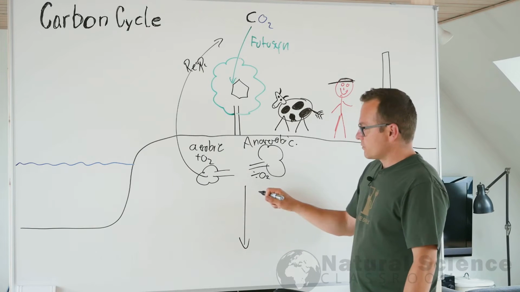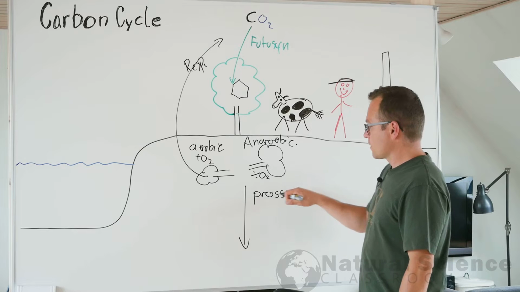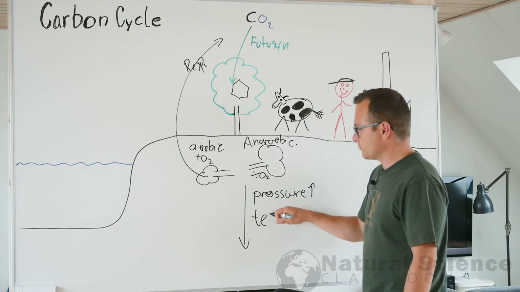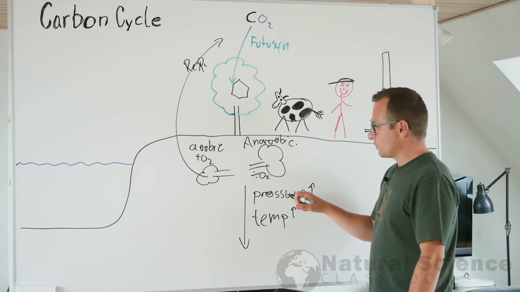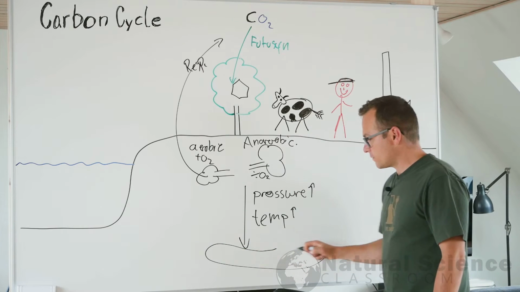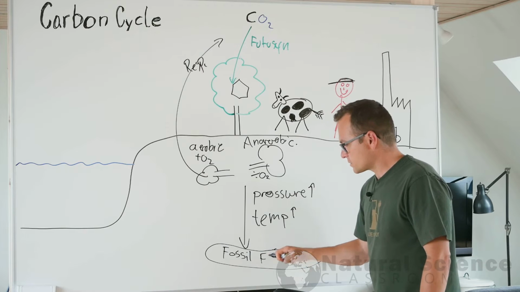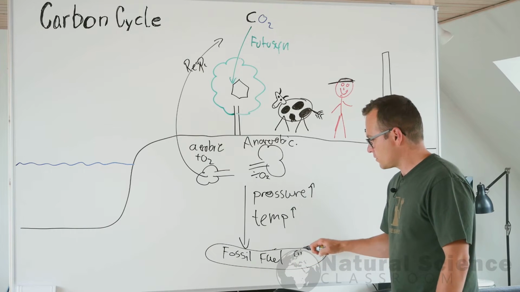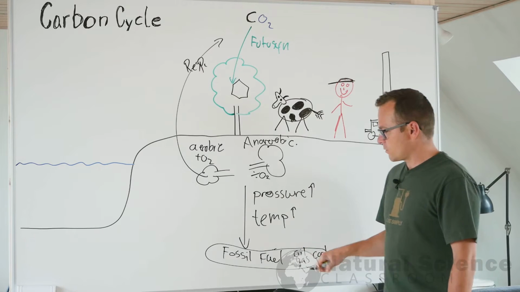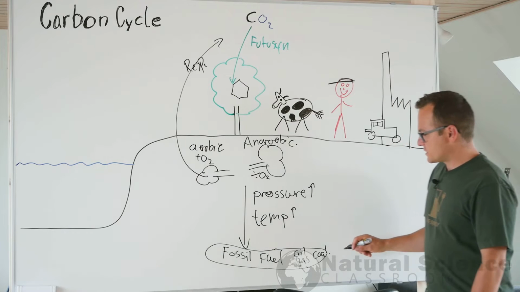And when it goes deeper into the ground, the pressure will rise. And when the pressure rises, so does the temperature. And when pressure and temperature go up, then we have the forming of fossil fuels. Fossil fuels is of course oil, gas, coal, which we use in our modern combustion engines. So that will be the next step.